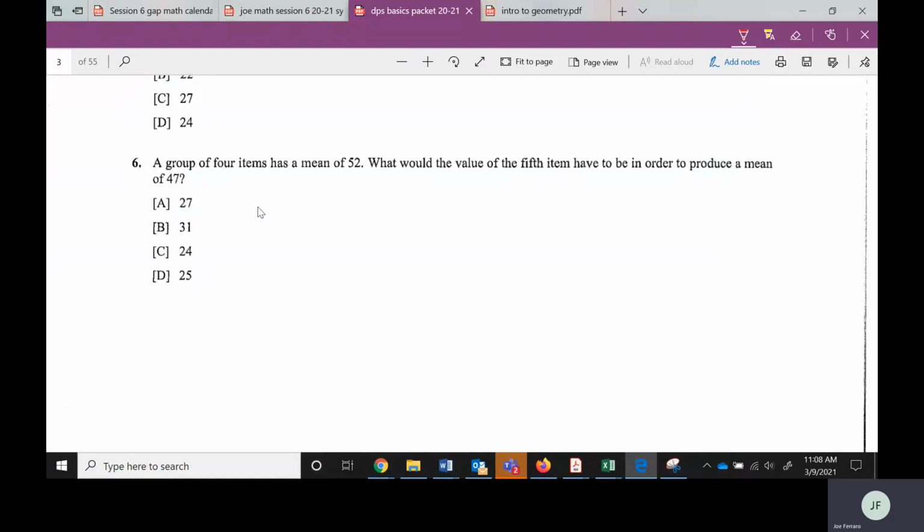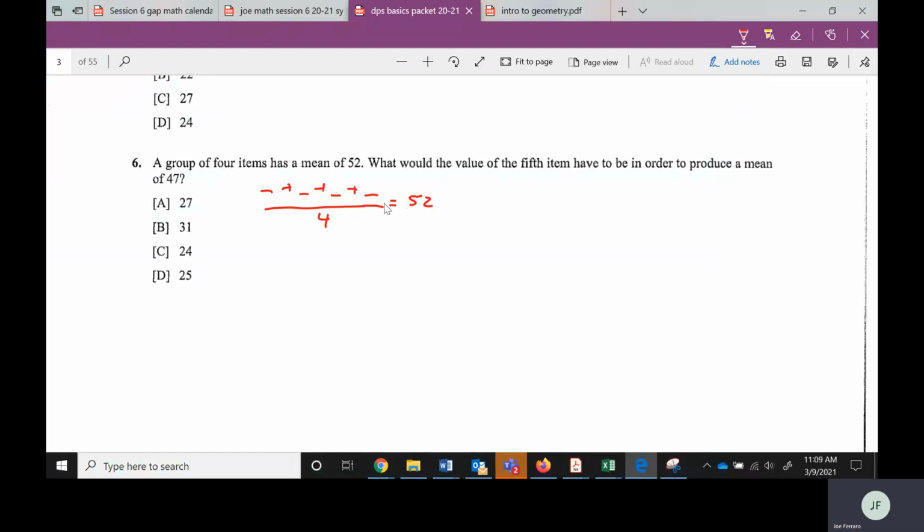So you need to keep your mean above 47, and you're saying, what could I get on this 5th day and still get my bonus? Okay, so basically what that means is when there were 4 items, you're adding up 4 numbers, dividing by 4, and it has to equal 52. So first of all, let's figure out, what do all these add up to?